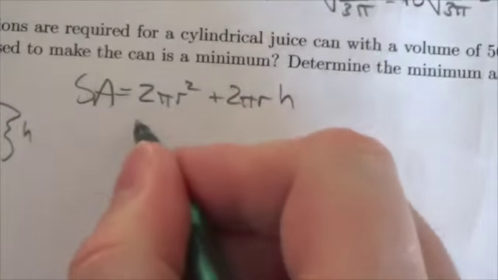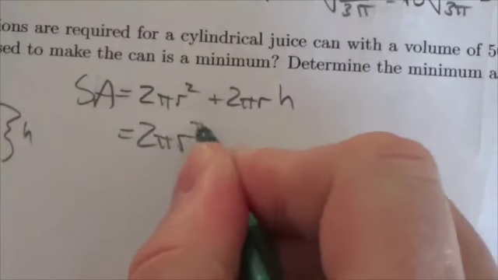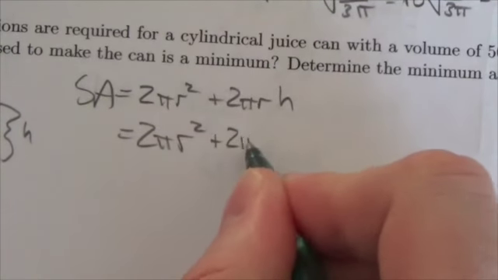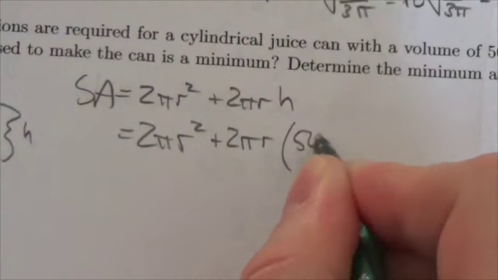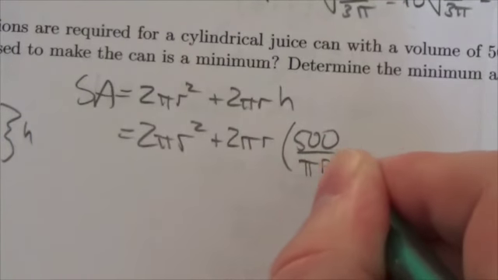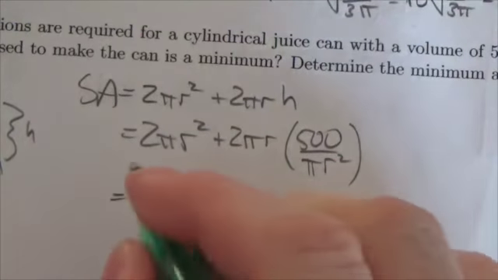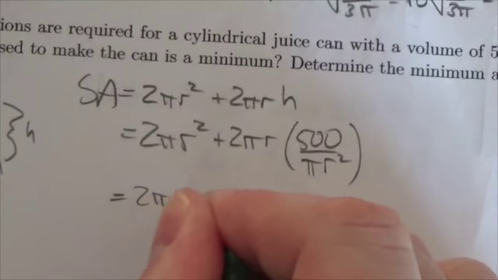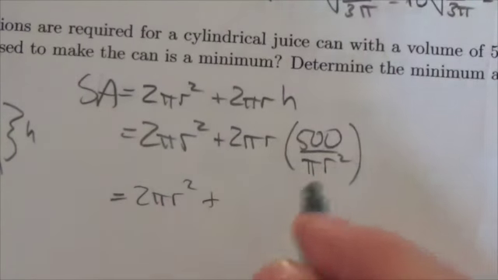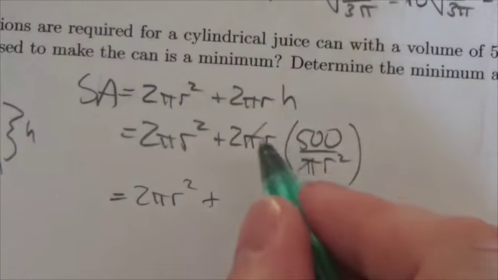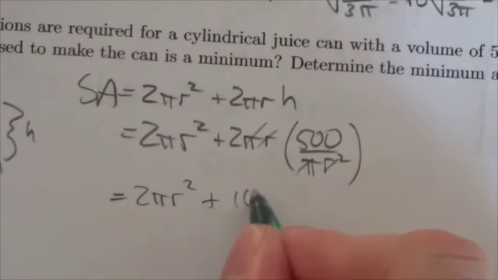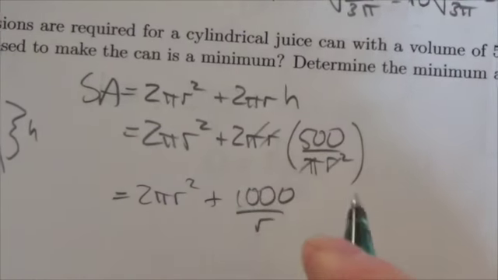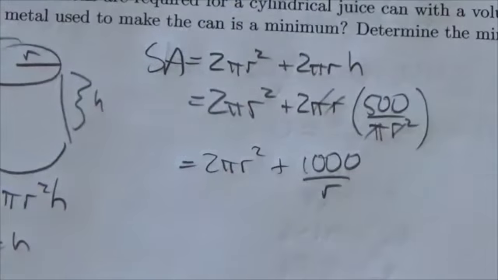That's okay. And now we come back over to our surface area and we get 2 pi r squared plus 2 pi r times 500 over pi r squared. So simplify that: 2 pi r squared plus, well the pi and the r cancel and I'm left with 1,000 over r. And so there's our surface area.